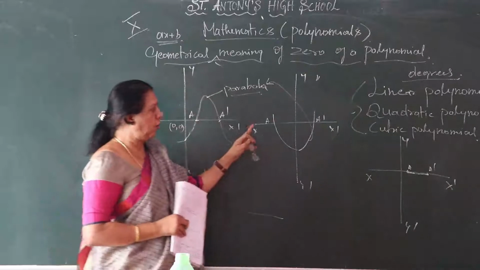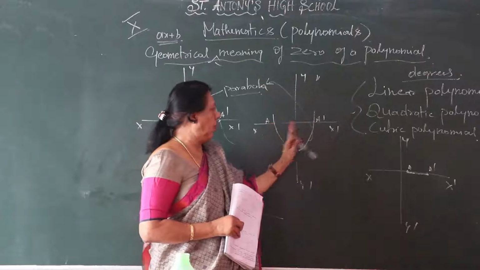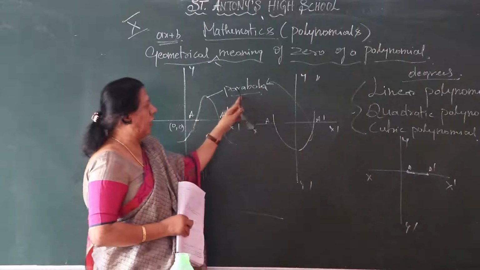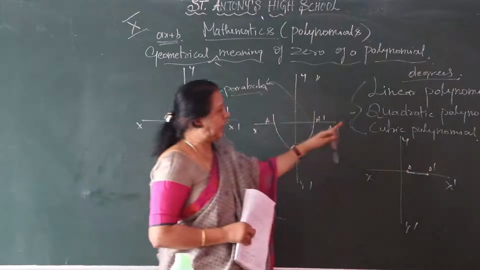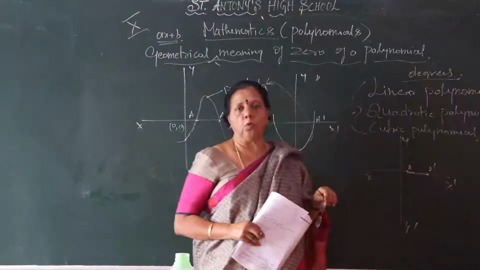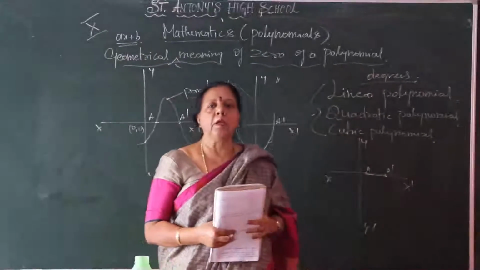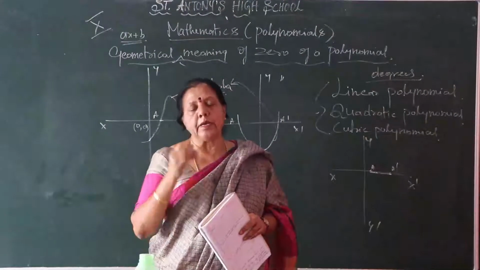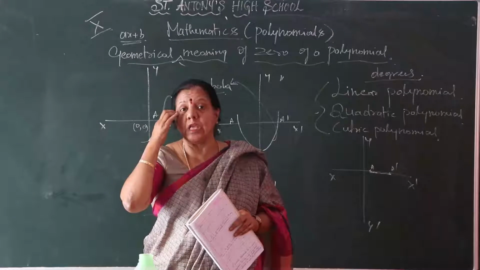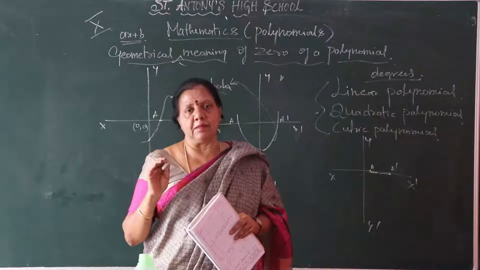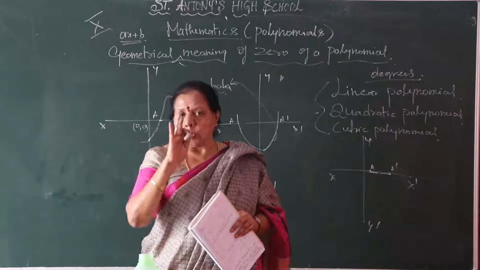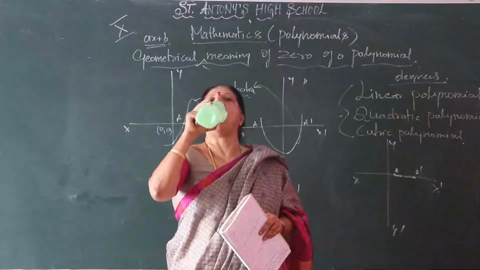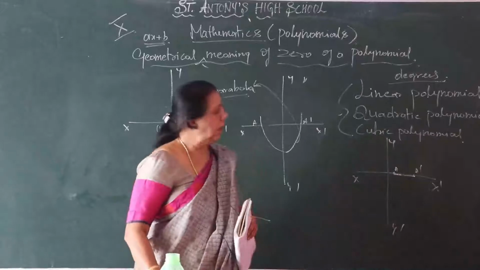Here how many zeros are there? 2. But it is downwards, and this is upwards. This curve we call a parabola. This is related to the quadratic polynomial. Under the linear polynomial, you are getting a straight line. Under the quadratic polynomial, you are getting a minimum of 2 zeros on the x-axis. Okay, children? Next.